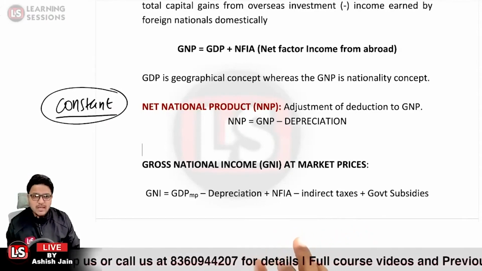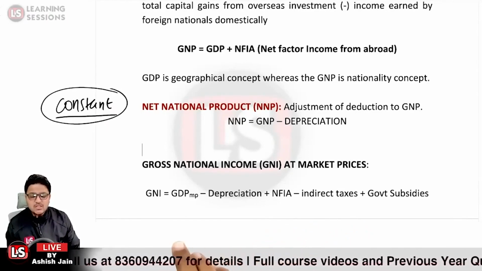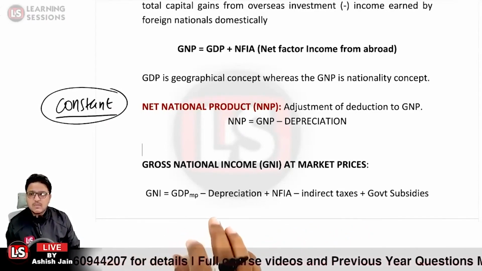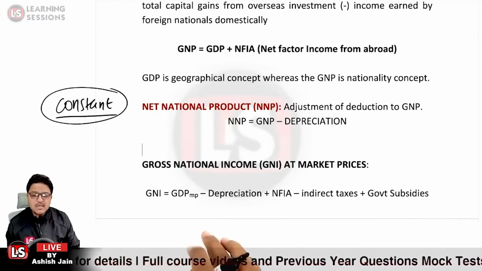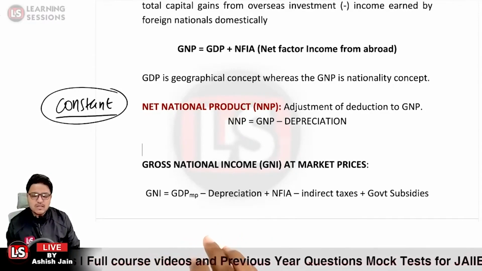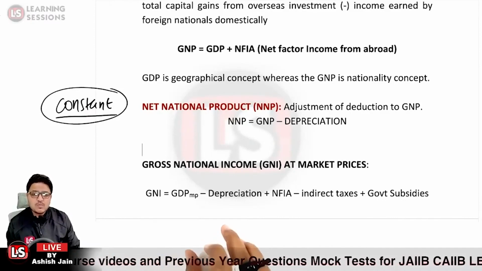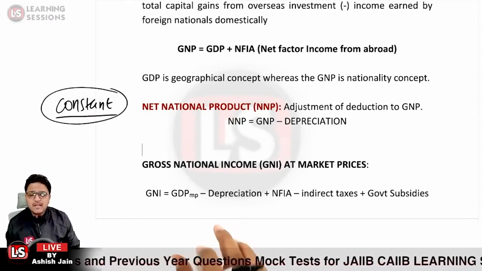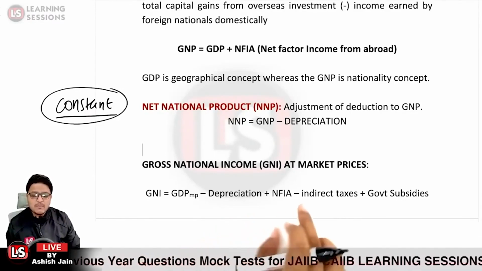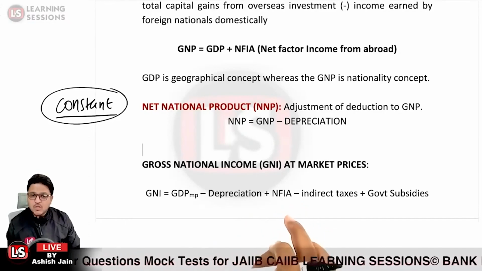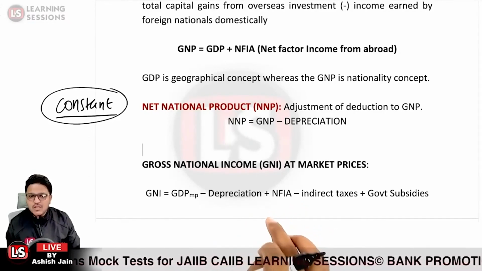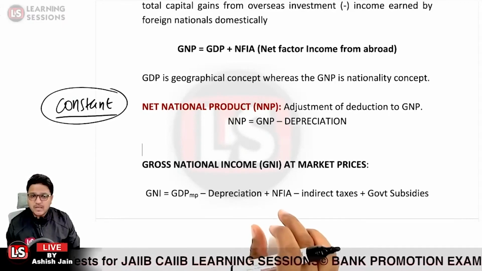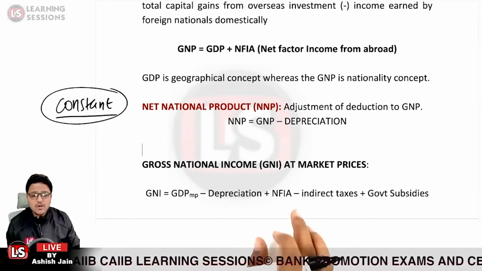You need to retain this particular formula: GNI, that is gross national income, is equal to GDP at market prices minus the depreciation, whatever depreciation has been charged, plus you must add the NFIA, that is net factor income from abroad. It can be positive or it can be negative too. It's not the case that it must only be added. It depends upon whether it is negative or positive.